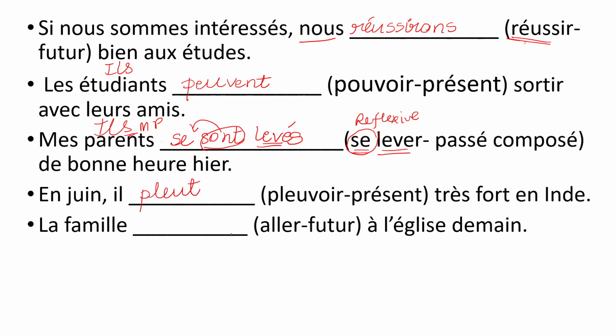La famille dash, you have to put aller in the future. Now, aller is an irregular verb in the future, the root of which is i-r. Then you have to put the correct ending according to the subject. Now, this is a very common mistake. La famille may be a group of people, yes, but the noun family itself is feminine singular. So you will never conjugate this according to the third person plural. You have to conjugate famille according to the third person singular. Be careful of that. So you will not put ont here. The ending for this will be a. So it will become la famille ira.